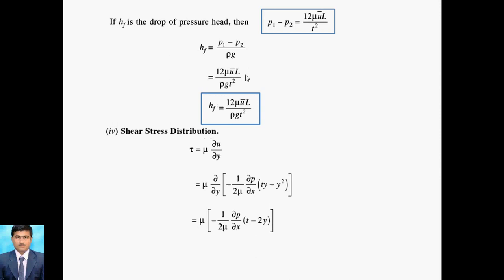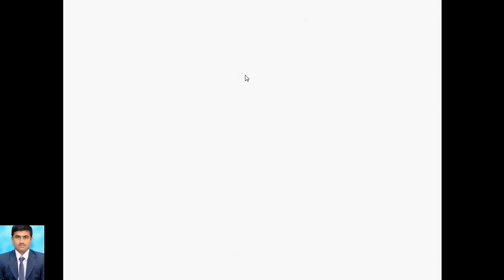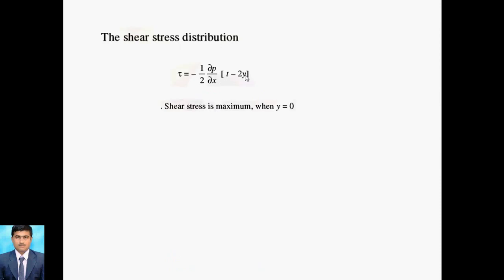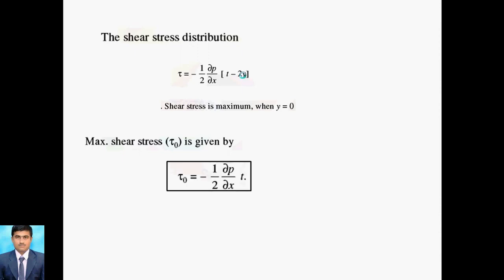So after putting this value, we will get the finalized equations. After finalizing the equation, the shear distribution is τ = -½ ∂p/∂x (t - 2y). So this is the formula, and now we move to the shear distribution, τ = -½ ∂p/∂x (t - 2y), and if you put the value of y = 0, the equation becomes, for maximum, τ = -½ ∂p/∂x · t. This is about the maximum stress.